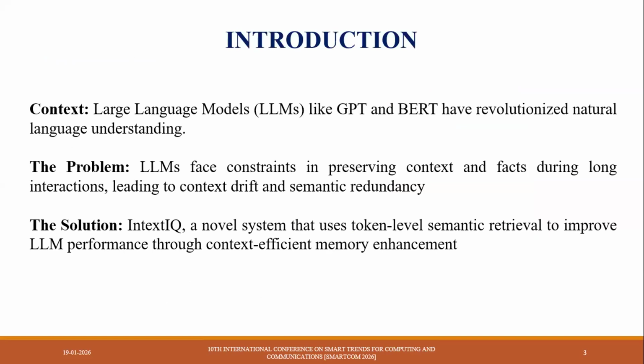As we know, large language models like GPT and BERT are very powerful. Despite having this capability, they struggle with long conversations. As interactions grow longer, the model tends to forget earlier facts, repeat information, or drift away from the original context. This issue is commonly referred to as context drift and semantic redundancy. To address this challenge, we propose Index IQ, a system that enhances LLM performance by storing and retrieving only the most meaningful tokens. This enables efficient, accurate, context-aware memory over long interactions.